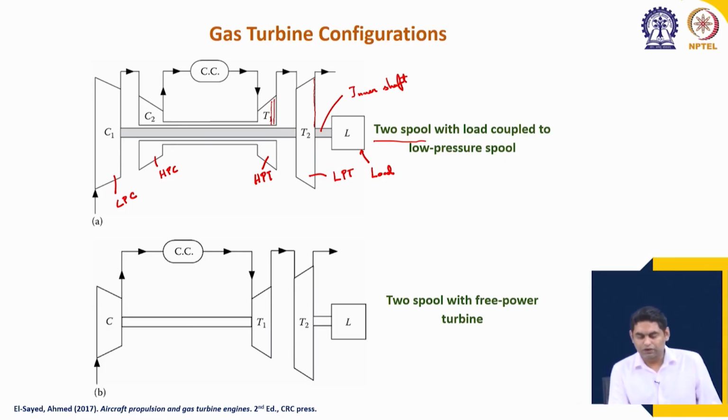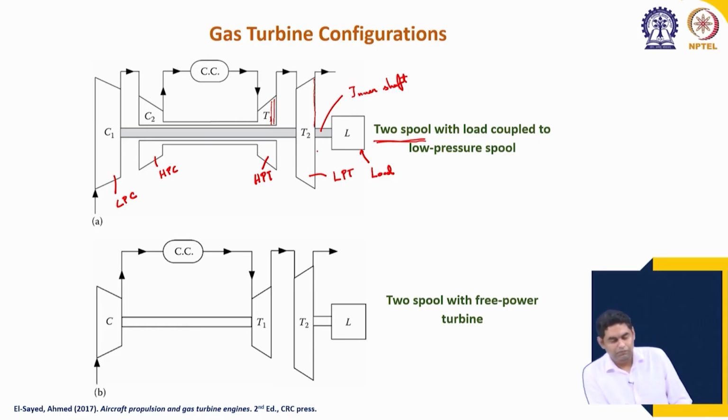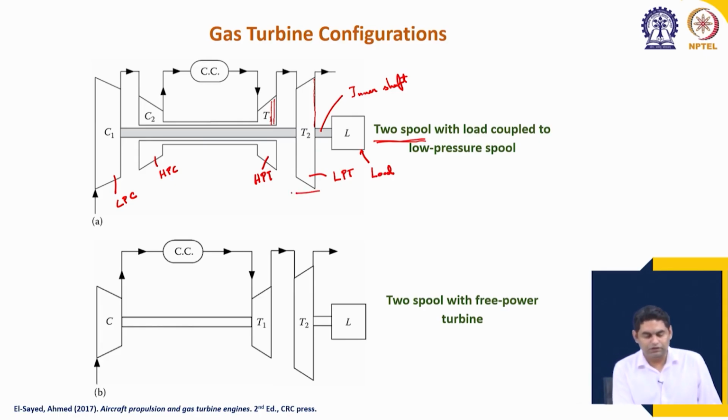Now, again there are two configurations within this two spool system. The top one which you see is where the load is coupled to the low pressure spool, but that low pressure spool also has the compressor and the turbine, the low pressure compressor and the low pressure turbine. There is another type of system where all the compressor stages are coupled to the turbine in a single shaft. Okay. So, for example, this is shaft 1.